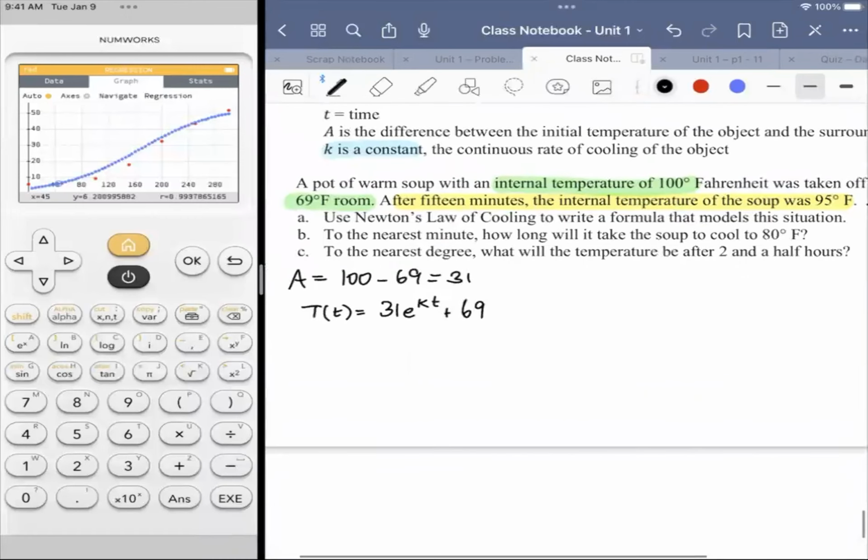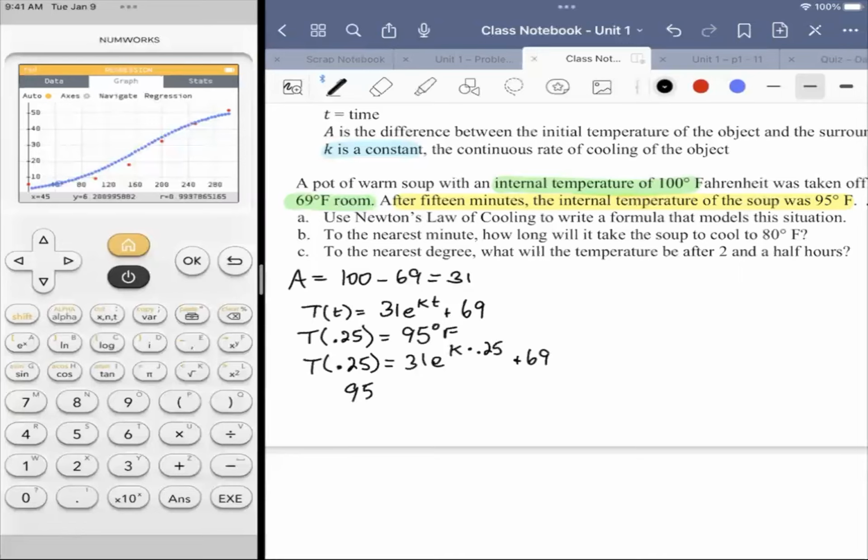So T of t, so 15 minutes. So the temperature after 0.25 hours is going to be equal to 95 degrees Fahrenheit. So what I can do is apply this T of 0.25 to the function, replacing the instance of t, lowercase t, with 0.25. Now that's supposed to be equal to 95, so I'm going to write 95 equal to all this stuff I just wrote.